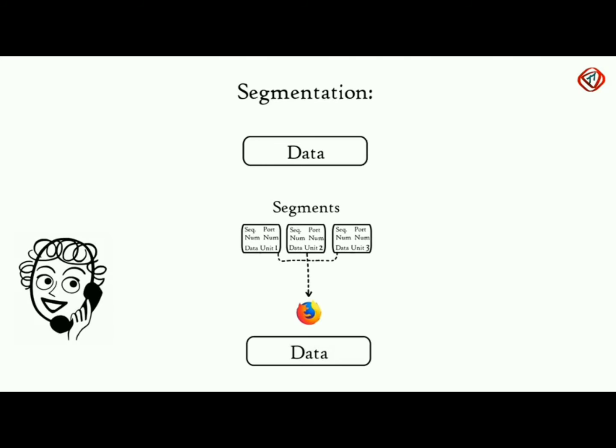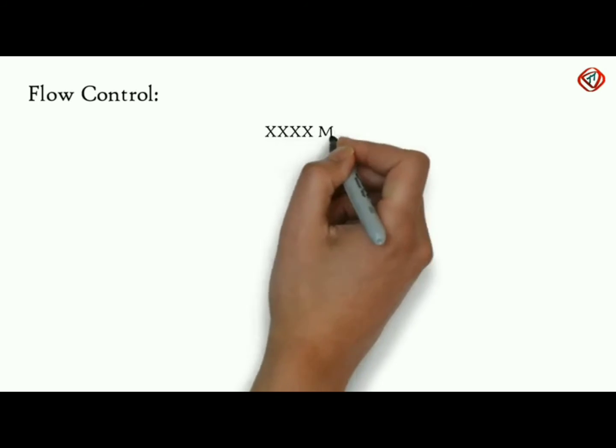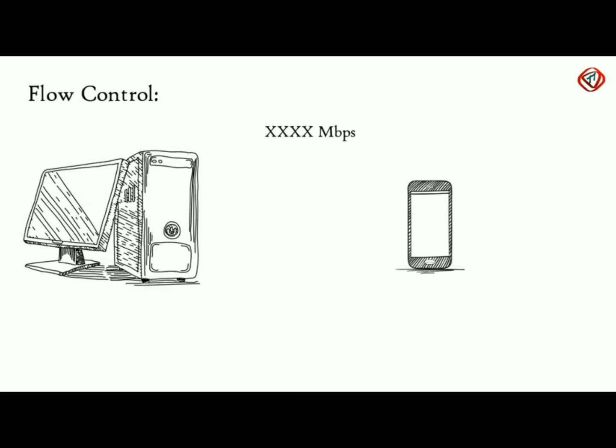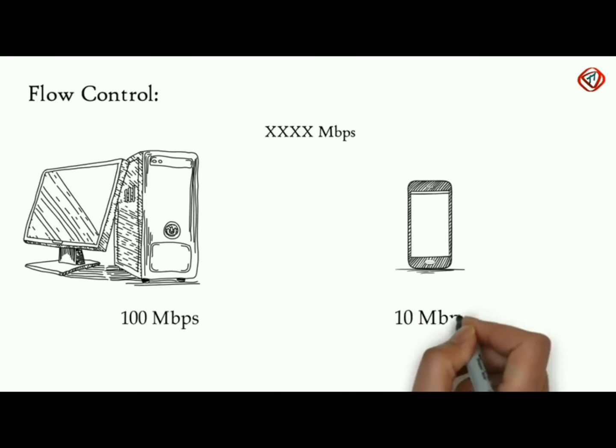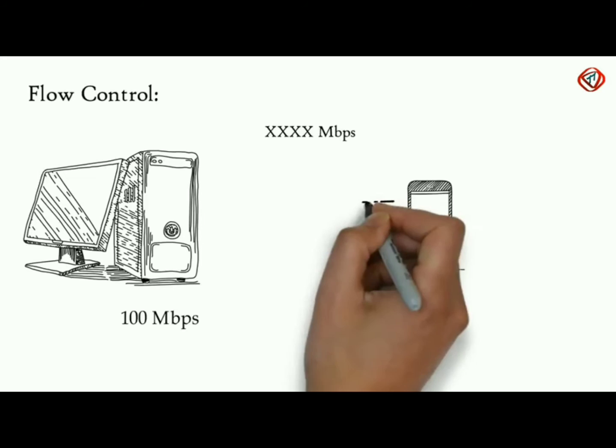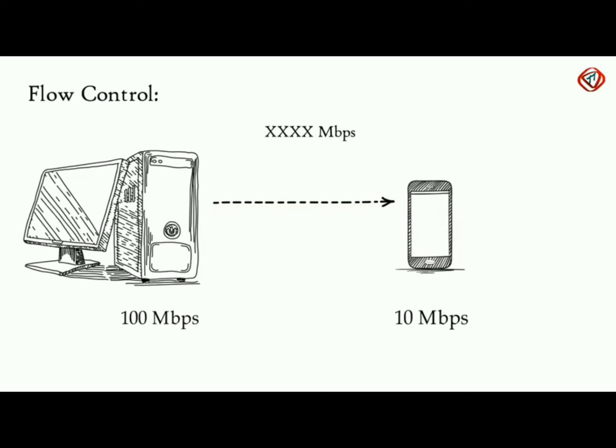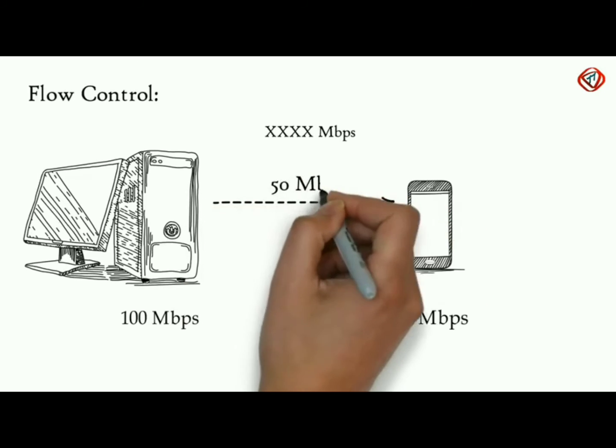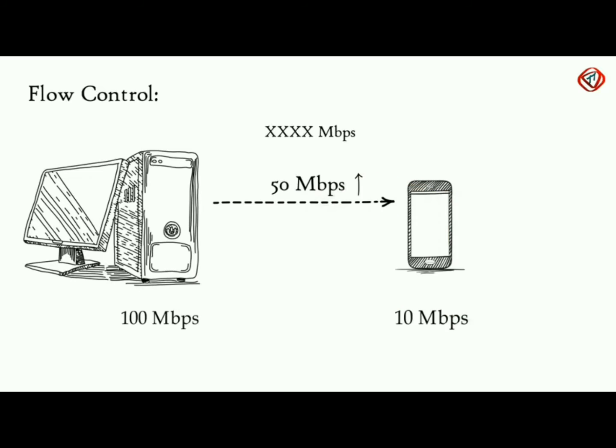And flow control. It controls the flow of data. It checks the receiving capability of the receiver device before transmitting data. For example, a sender server can send data at a rate of 100 Mbps, but the receiver can only receive data at a rate of 10 Mbps. Then it controls the flow of data to 10 Mbps so the data doesn't get lost during transmission.